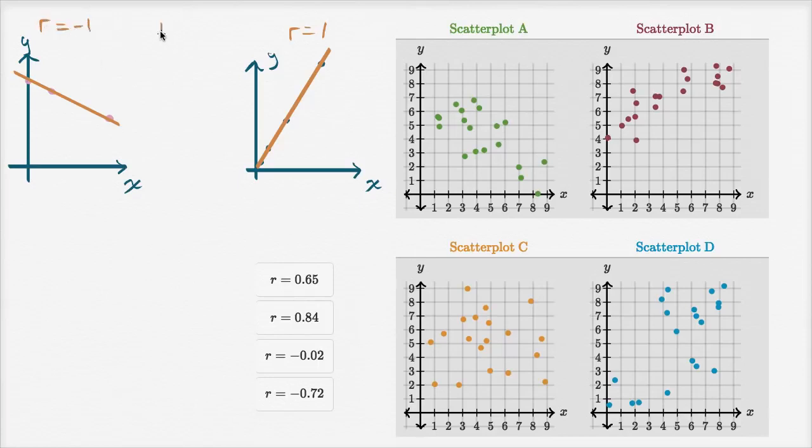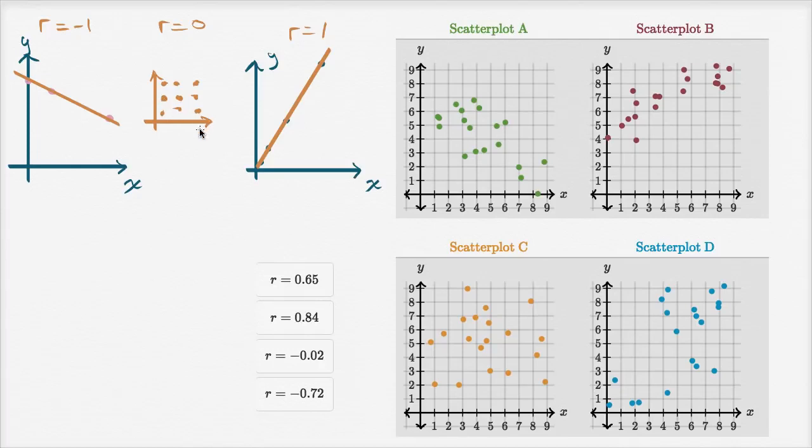And an R of 0, R is equal to 0, would be a data set where a line doesn't really fit very well at all. So I'll do that one really small since I don't have much space here. So an R of 0 might look something like this. Maybe I have a data point here, maybe here, here, here, and one there, there, there. And it wouldn't necessarily be this well organized, but this gives you a sense of things.